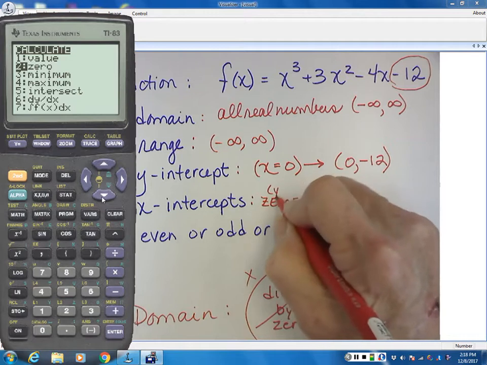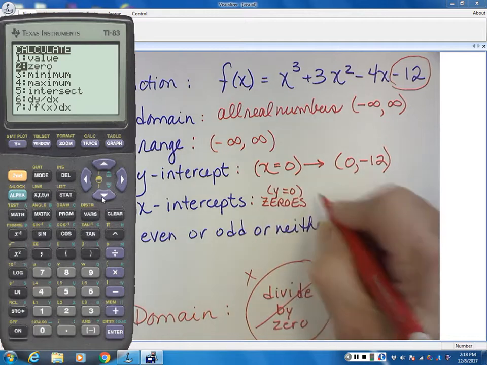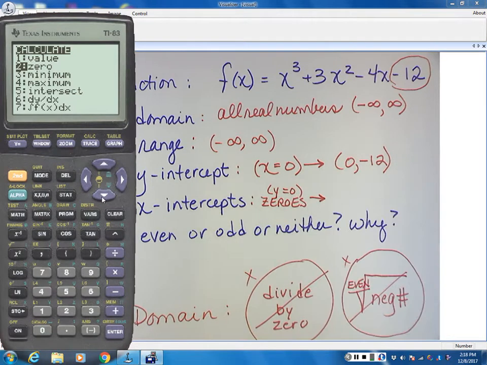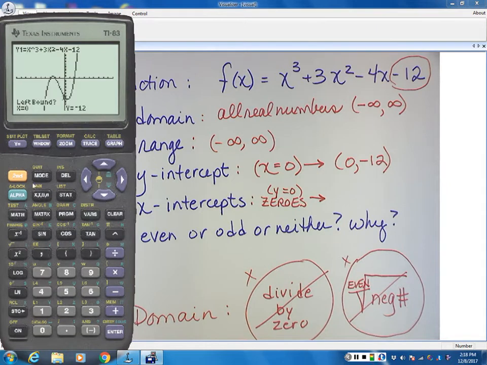It's basically where y is equal to 0. So you choose 0. You move your cursor until it is just barely to the left of the x-intercept. Hit enter. Move it to where it's just barely to the right of the x-intercept and hit enter. And then hit enter a third time. And it says one of the x-intercepts is negative 3, 0.